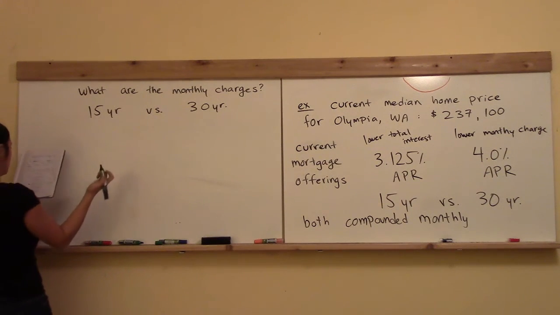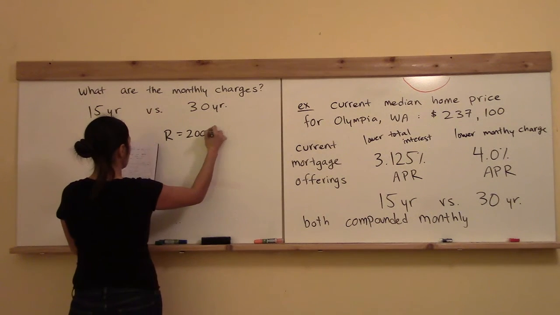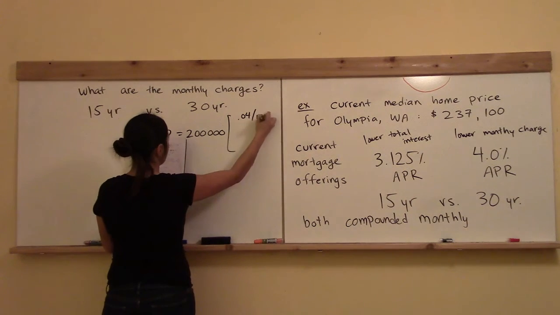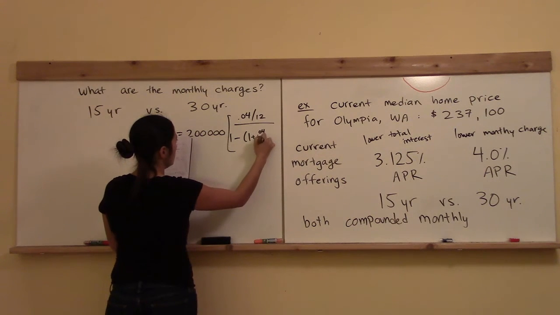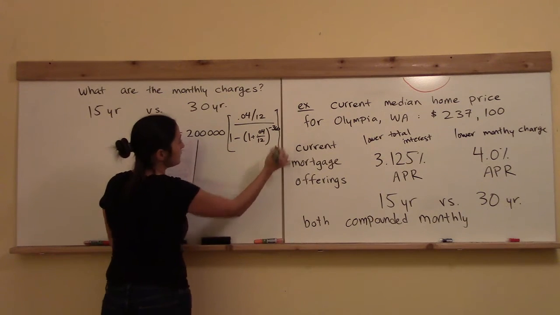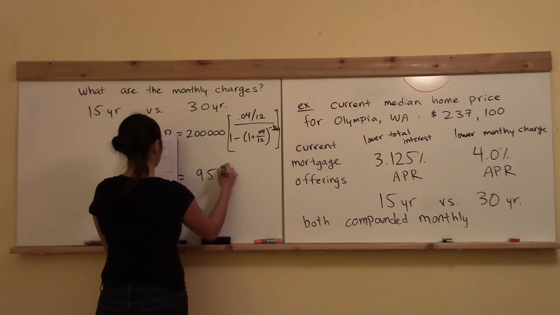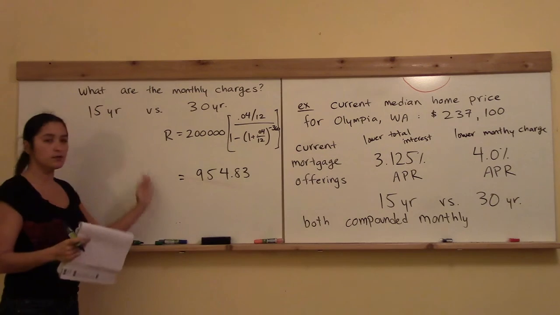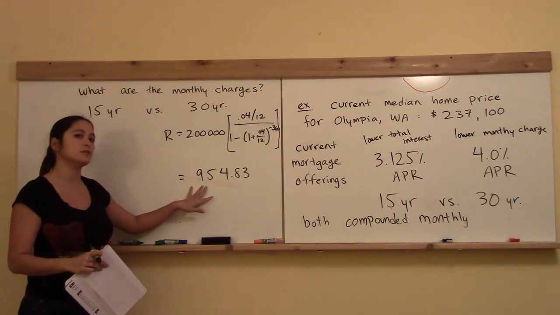Okay, so on the 15-year, let's see. Well, I did the 30-year first. I used the amortization equation, present value equation. So I used the rate of 0.04 divided by the monthly rate of 12, 1 minus 1 plus 0.04 over 12, and I'm going to raise that up to the negative 360 because I have to pay that 360 times. And what I got there was $954.83. Okay, so if I go with the 30-year mortgage, my monthly payment is under $1,000. That sounds very reasonable to me.